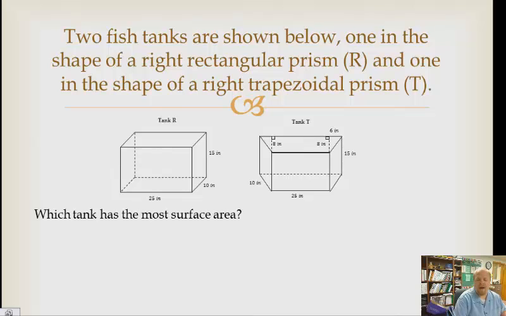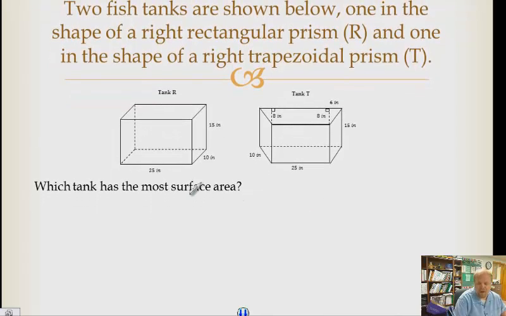Okay, so now we found out which one has the most volume. Which tank has the most surface area? Now remember, these are open at the top. So when we are finding surface area, we got to remember that these are open at the top; they're not closed. So we just want to know what the surface area, how much glass, essentially, are we going to need.